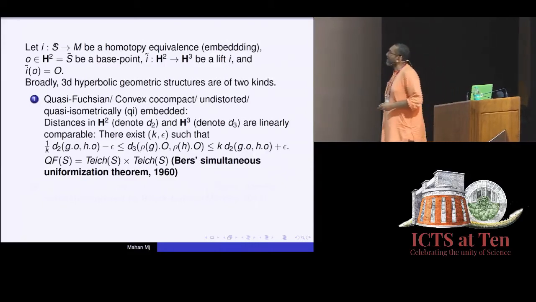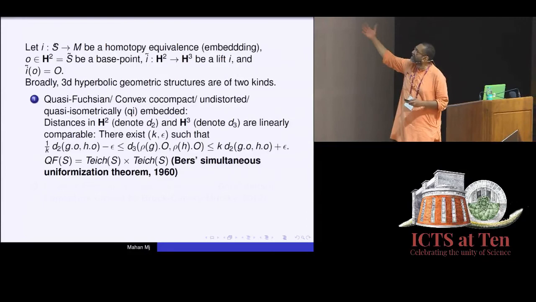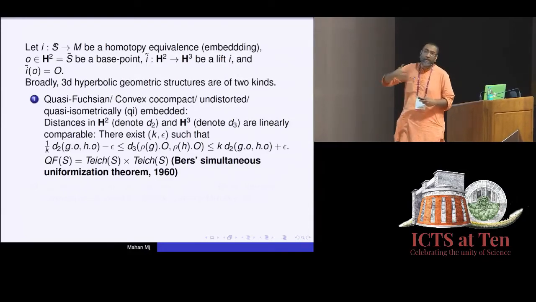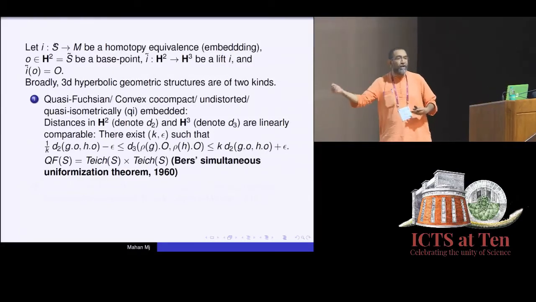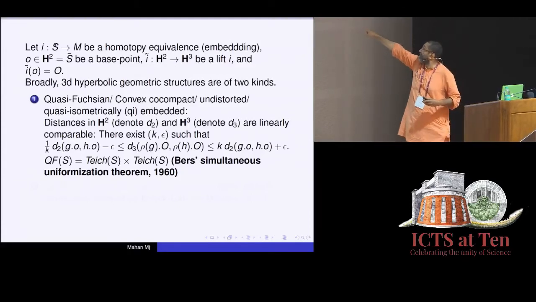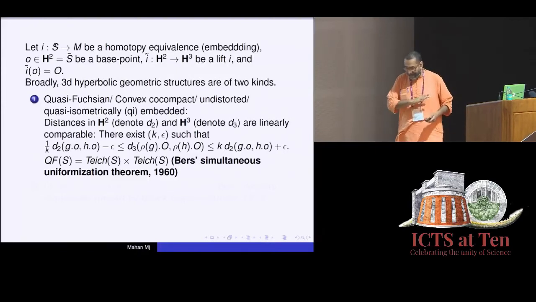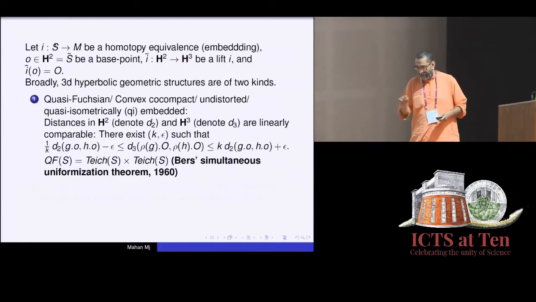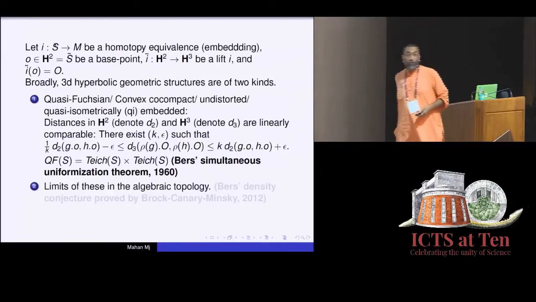So Bayes, back then, conjectured that these well-understood representations are actually dense in the space of all representations. He knew that there were representations which are not in this class. But he conjectured that they are dense in the space of all representations. Every point in the representation space has such representations arbitrarily close to it.